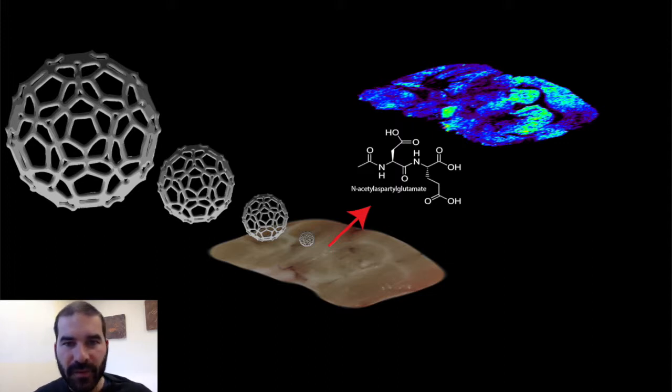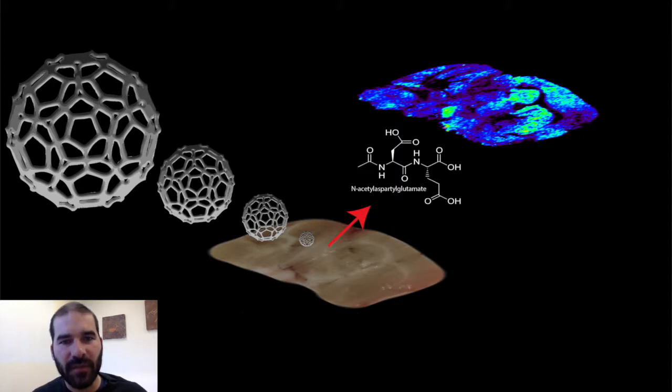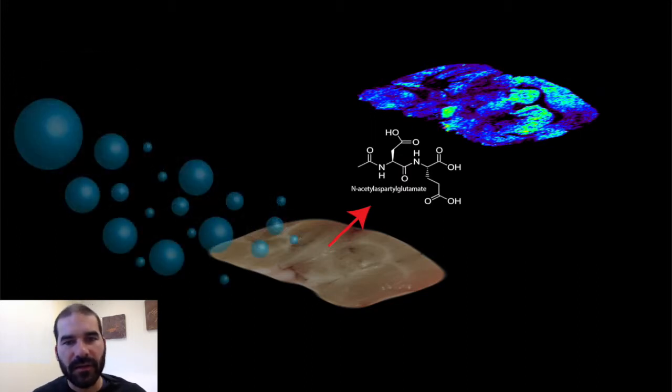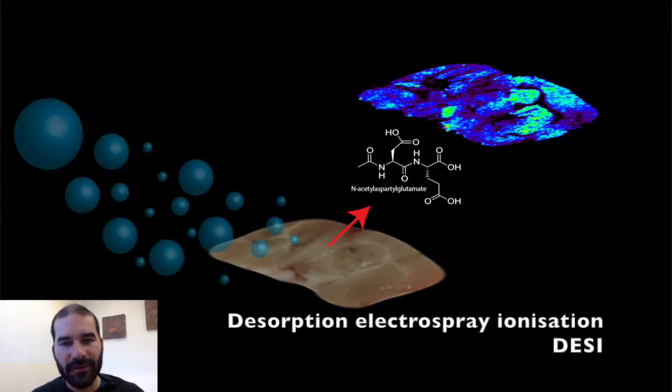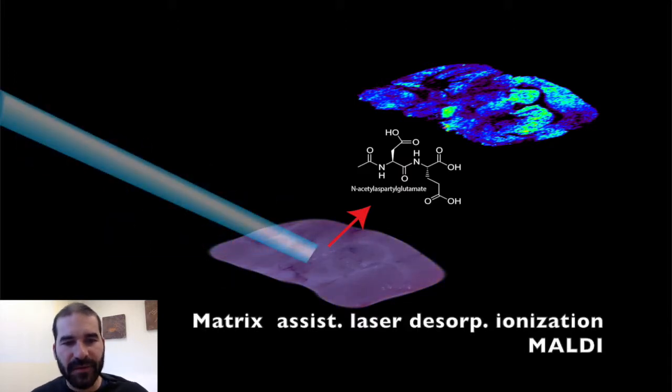The first method depicted here is called secondary ion mass spectrometry, or SIMS. This uses a focused ion beam, depicted here as this line of buckyballs, to deposit energy into the sample, which causes the analyte ions to be sputtered off the surface. A similar effect can be obtained using desorption electrospray ionization, or DESI, where the surface is bombarded with what are essentially water droplets. Next, we have matrix-assisted laser desorption ionization, or MALDI.